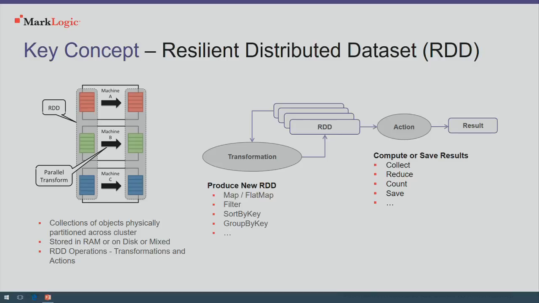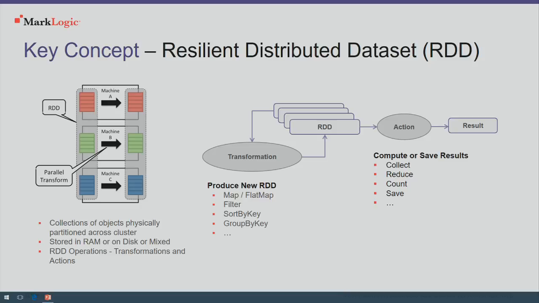Another key concept to be aware of when working with Spark is the Spark RDD, or Resilient Distributed Dataset. Think of it as a collection of objects that are distributed and physically partitioned across the machines. Typically, Spark RDDs remain in memory, but you can configure Spark to have these RDDs partially on disk and partially in memory, or fully on disk.